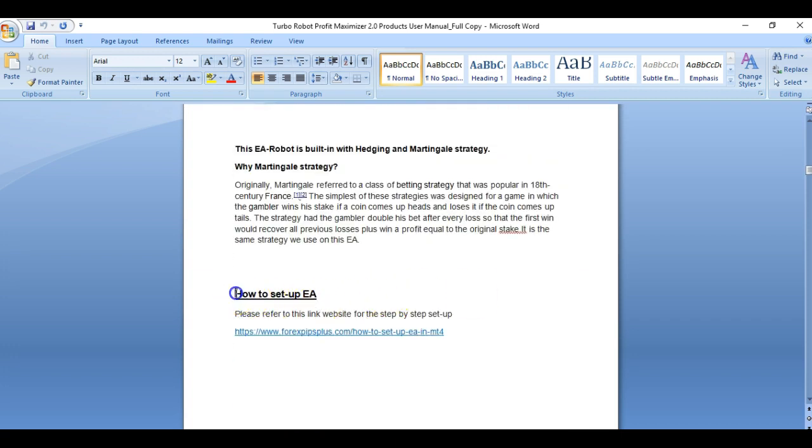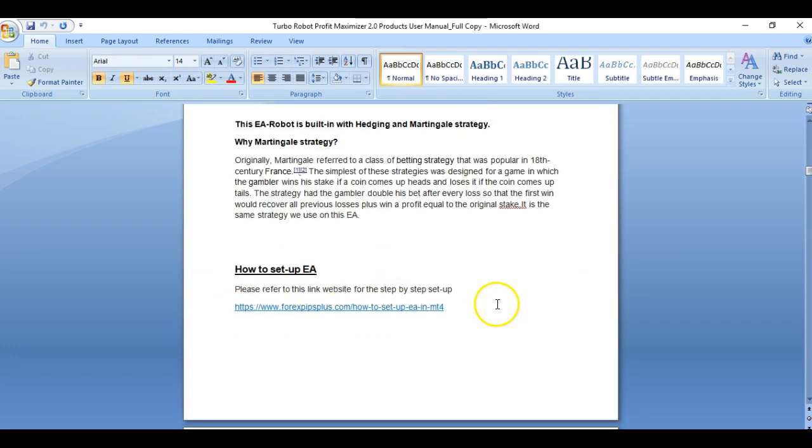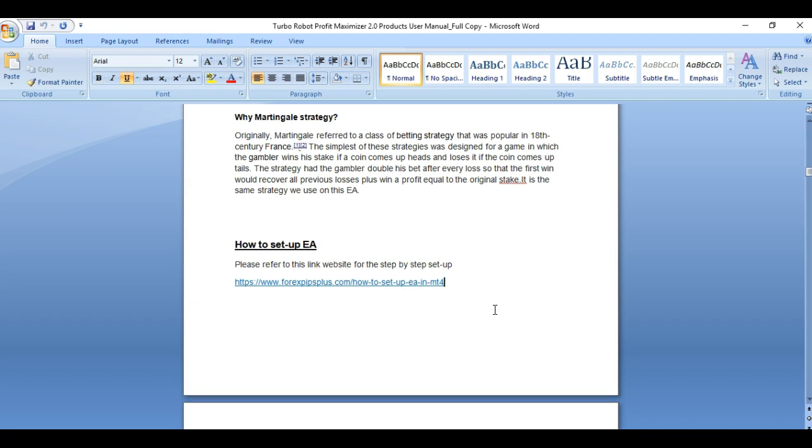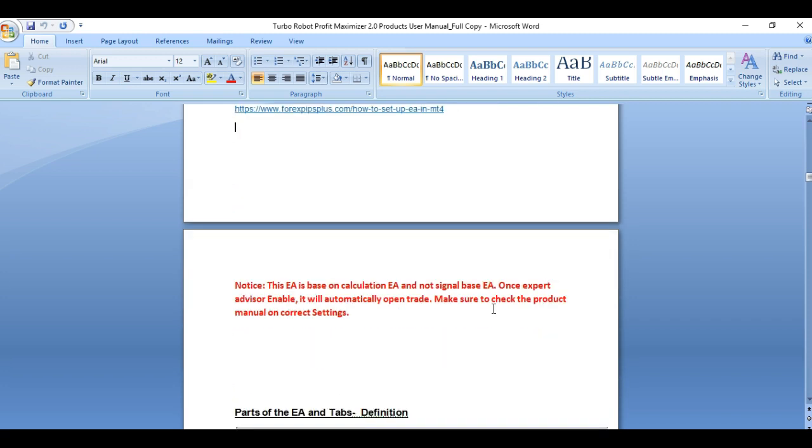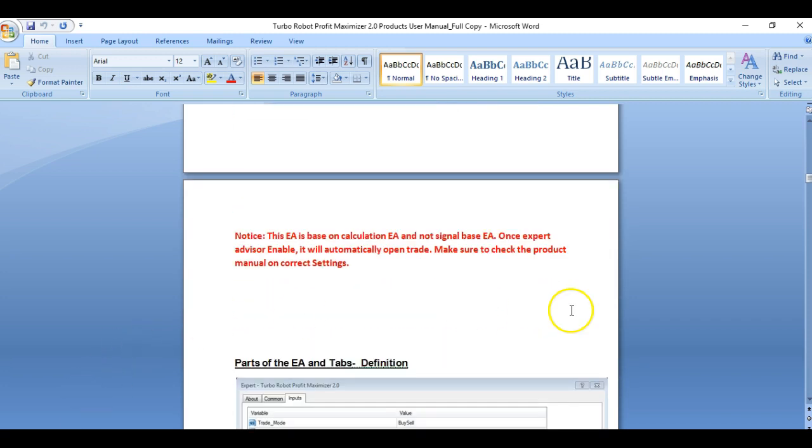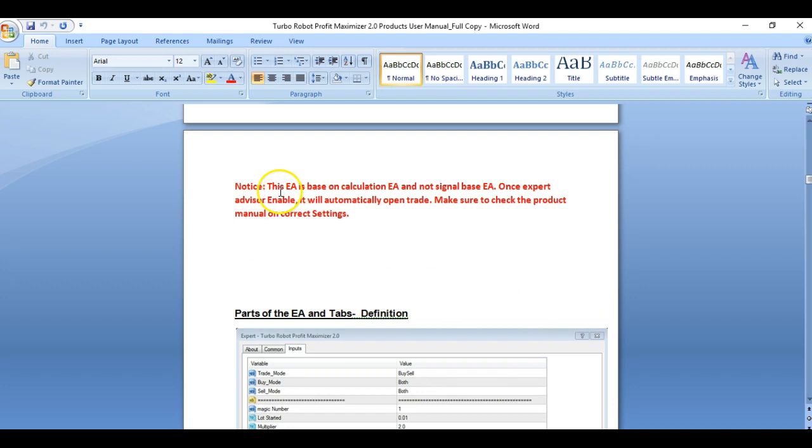So next you have your setup EA over here. For setup EA, we have sent you a video about this on how to set up in video format. Alright, so next is our notice here. This EA is a calculation EA and not a signal EA. So once the expert advisor is enabled, it will automatically open your trade, and make sure to check the product manual that comes together with it, for the correct settings.